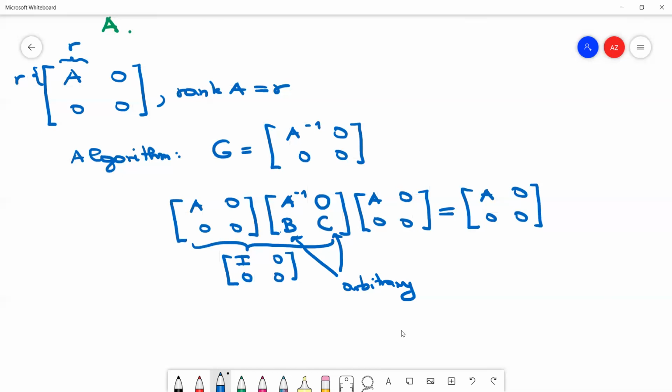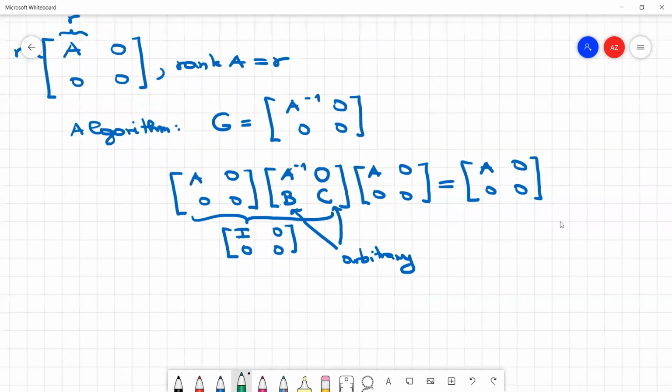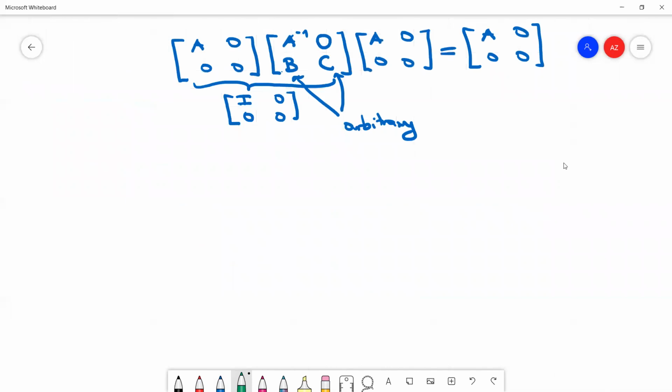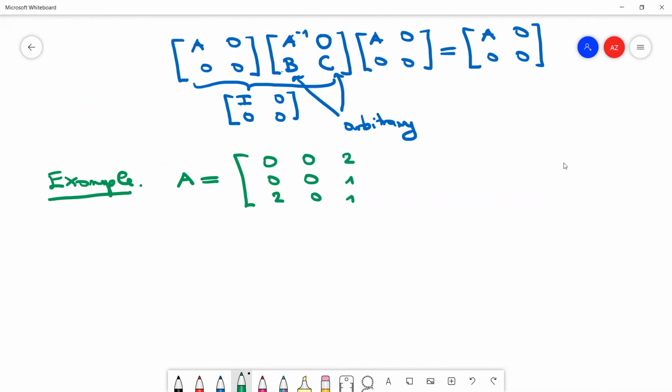Okay, and let's do one example to see better how this algorithm works. So we take A to be a 3 times 4 matrix equal to 0, 0, 2, 0; 0, 0, 2, 1; 1, 0, 0, 4. And we will calculate a generalized inverse of A.